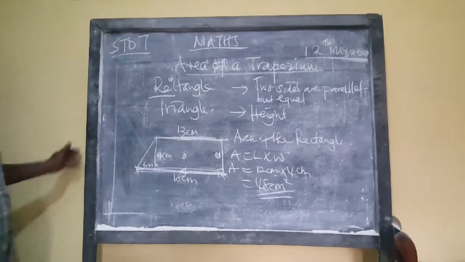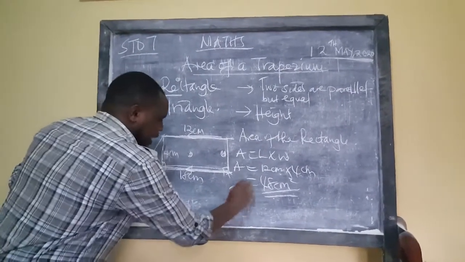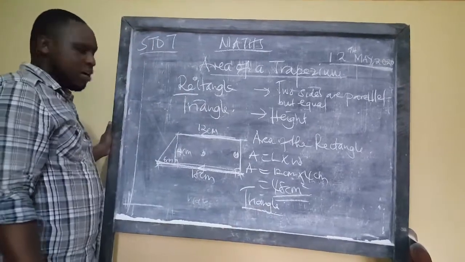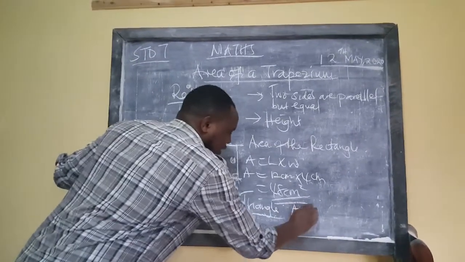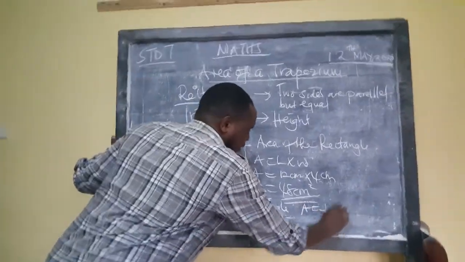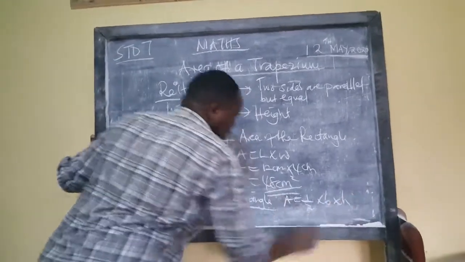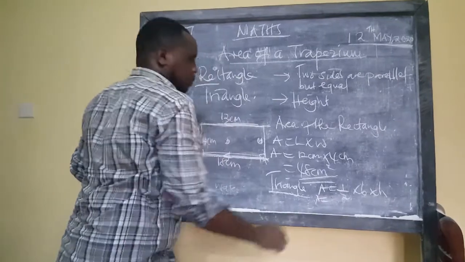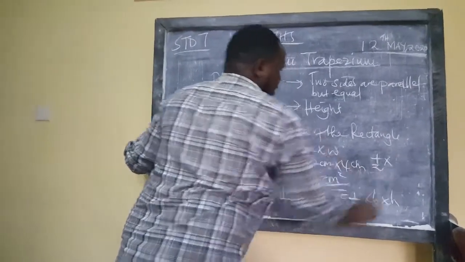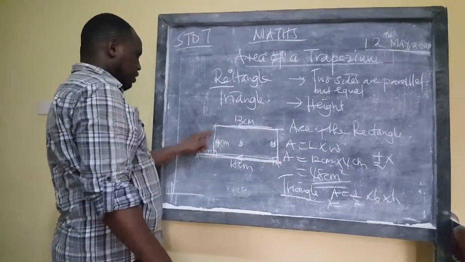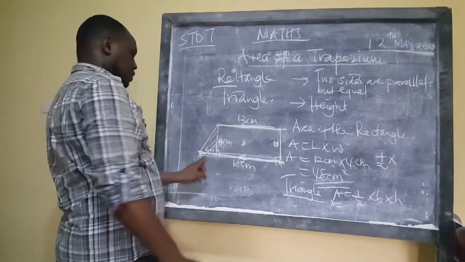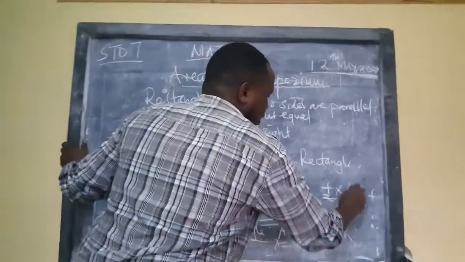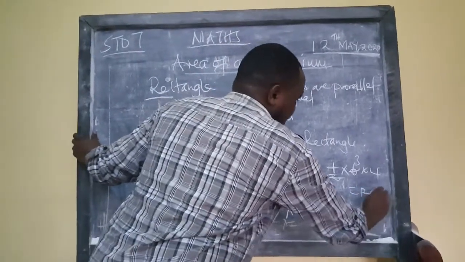And so, plus the area of the triangle. Lana, you know how we get the area of a triangle? The area of a triangle is given by half times base times height. So area is equal to half, the base for this triangle is 6 and the height is 4. Half times 6 times 4 gives you 12 centimeters squared.